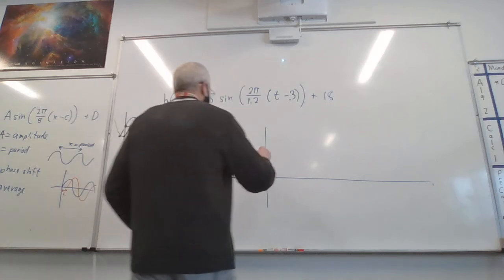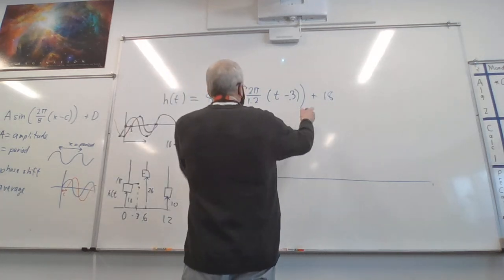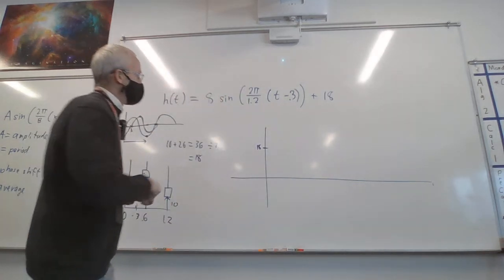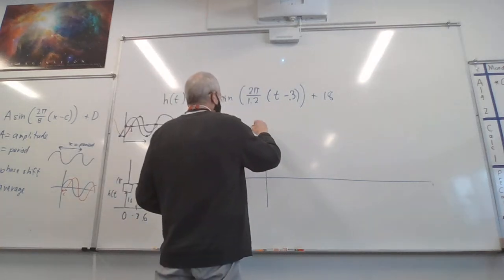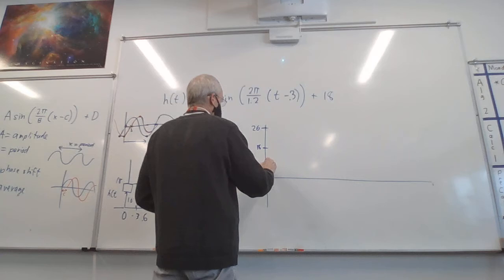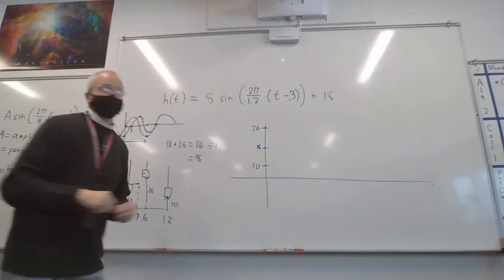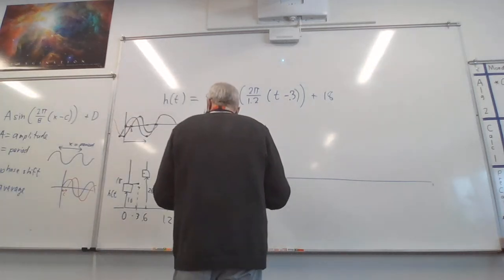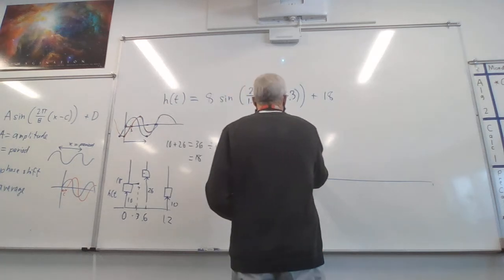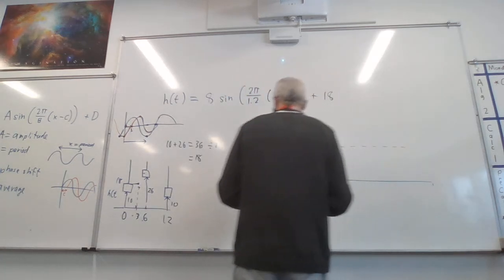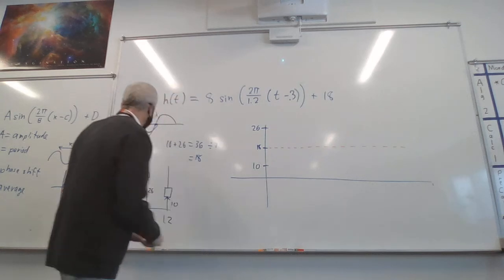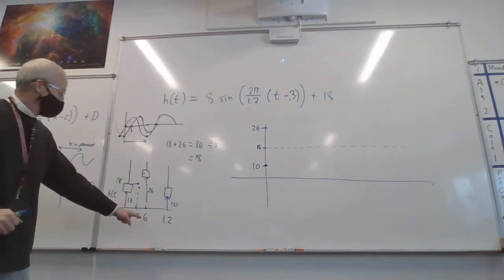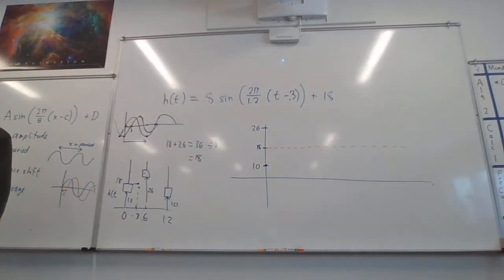So, the middle of it is at 18, so I can put 18 right here. It goes up to 26, so here's 26, goes down to 10, so here's 10. And the middle of it's going to be 18, so I'm going to put a dashed line down the middle of it. Let's see, it starts off at 10. The period is every 0.6 seconds something interesting happens.